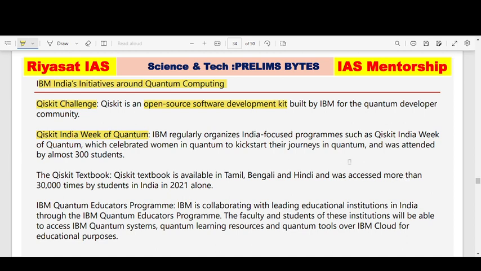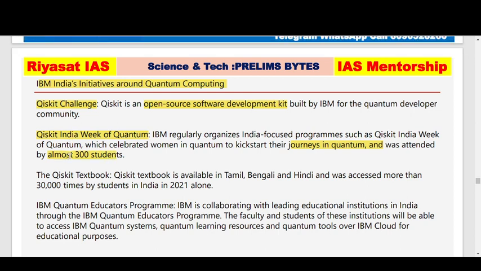Basically, it is used to celebrate all the quantum journeys, whatever they have done. It was attended by 300 students also. There they used to give awareness and knowledge on whatever quantum technology they have worked on. There is also the Qiskit textbook, which is being learned by students. They can get an idea of what quantum is, or everything about it. And this is available in three languages: Tamil, Bengali, and Hindi.